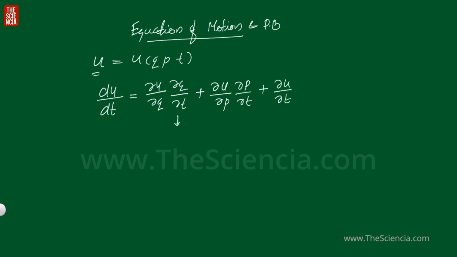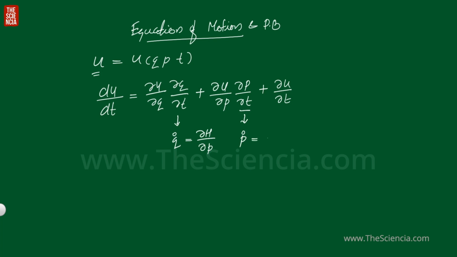You know this term dou q by dou t is nothing but q dot. And we know from Hamilton's equation of motion, q dot is equal to dou H by dou p. And this one, dou p by dou t is nothing but p dot.